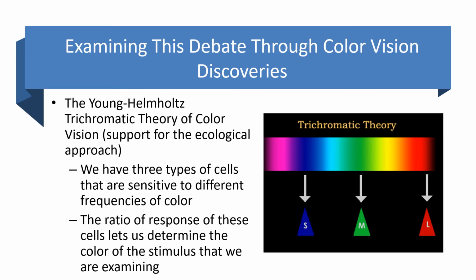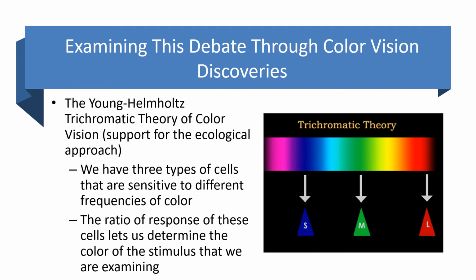So if we're looking at a purple, we might have our short wavelength cells going nuts, our medium wavelength cells making some noise, and our long wavelength cells being very dormant. As we creep our way up into, say, the yellows, we might have our medium and our long wavelength cells getting extremely active, almost at the same amount, and our short wavelength cells being relatively dormant. And our brain would quickly make that calculation that we're looking at yellow.